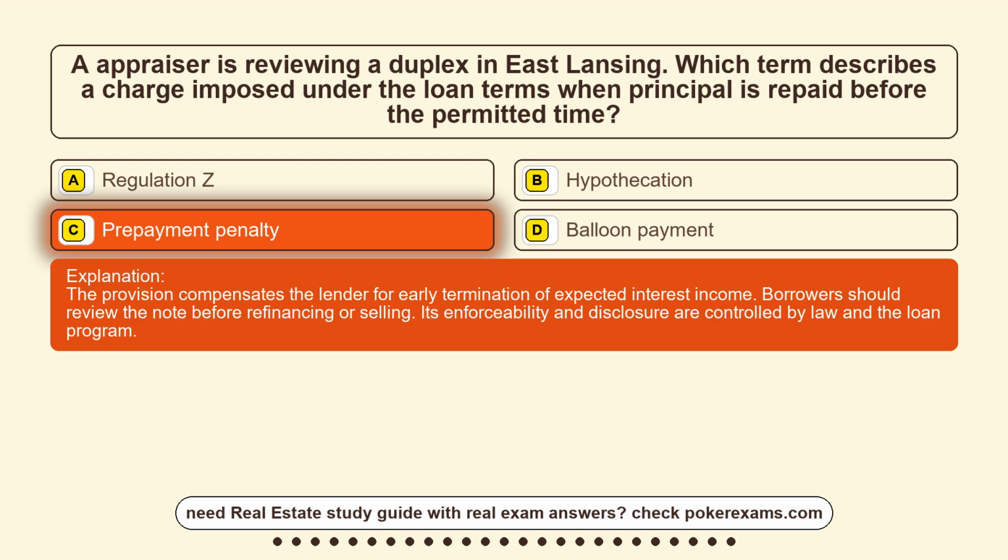The provision compensates the lender for early termination of expected interest income.